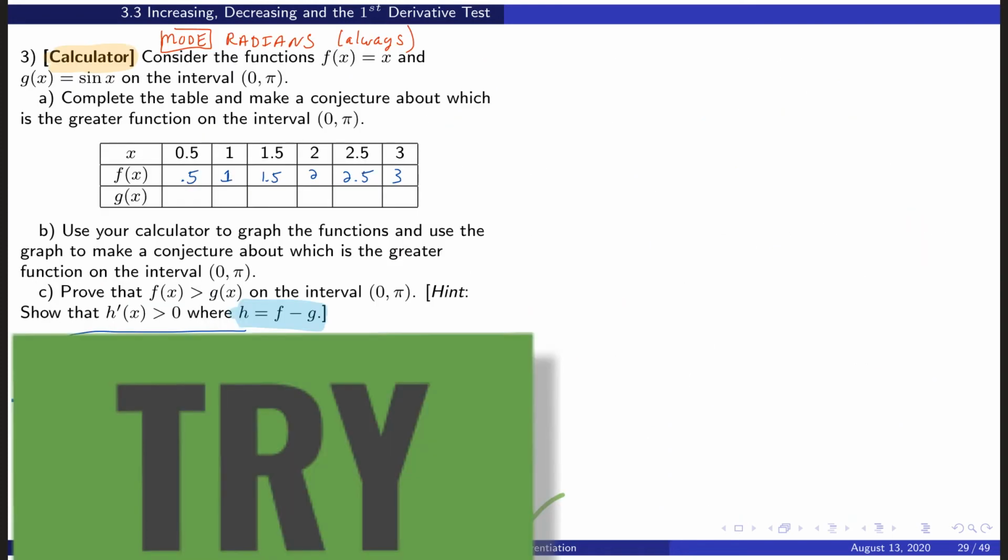All right, the final example is a calculator question, and it involves a table of values. You're given two functions, f of x is x and g of x is sine x, and between 0 and pi, you'd like to know which function is greater. So it says to complete the table.